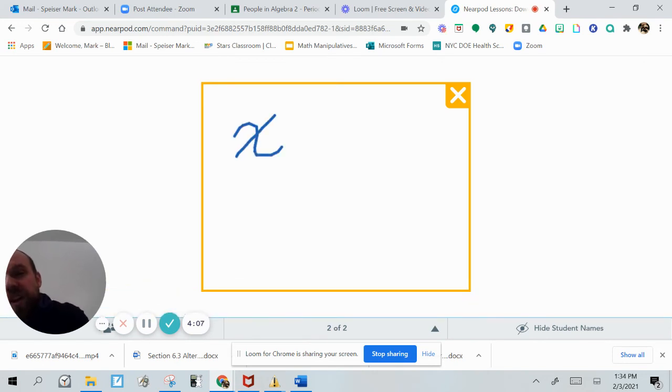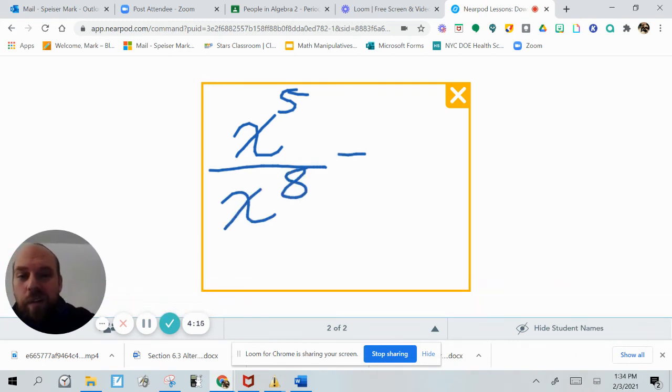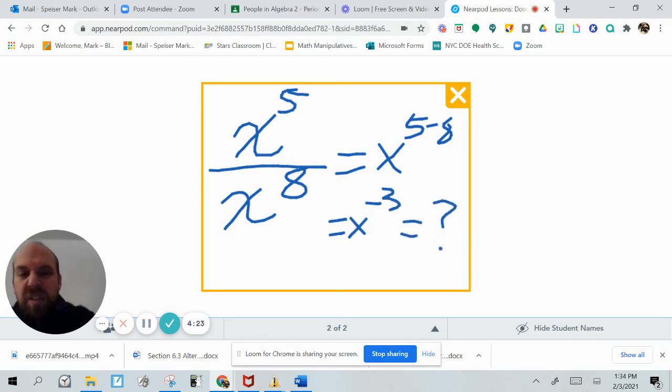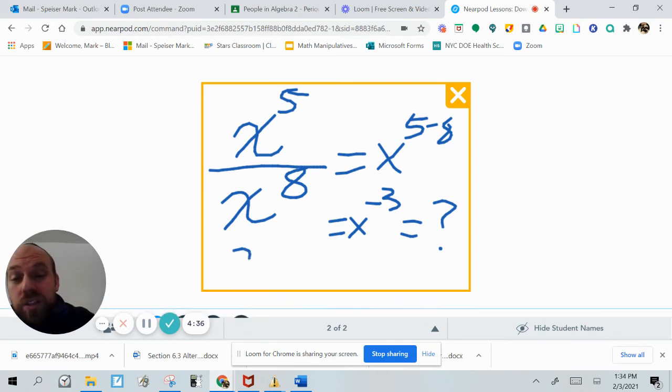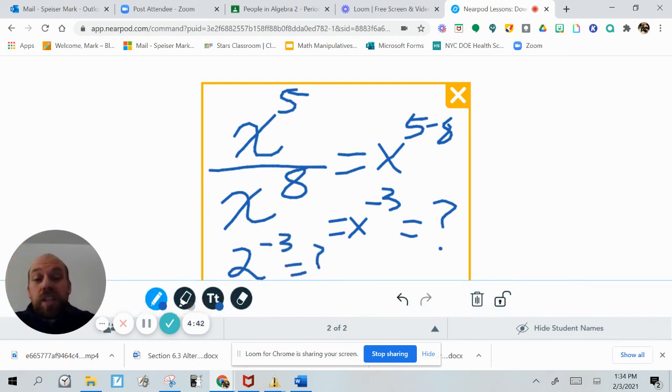And one more oddball case. What happens if the numerator is smaller than the denominator? So 5 and 8, you follow the subtraction rule. 5 minus 8, and you get x to the -3rd. And what does a negative exponent mean? Like, what does 2 to the -3rd even equal? So these two we'll leave as questions for later videos.